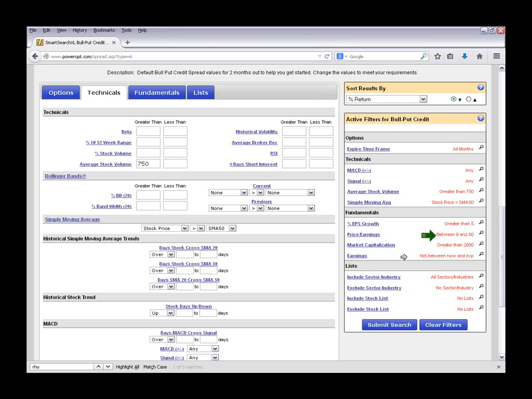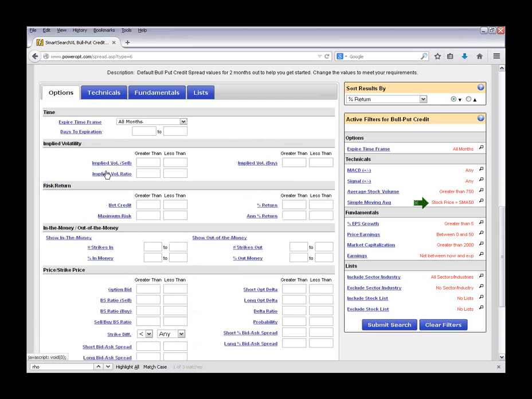PE ratio between 0 to 50. Market cap, just look for mid. I was looking just for mid to large cap stocks. I'm avoiding expiration. And I want to see some good liquidity on my underlying security, some good volume. Don't want a fly-by-night company. And I want to see a stock in an uptrend. Okay? That's all we're putting in for the stock, some very basic criteria.